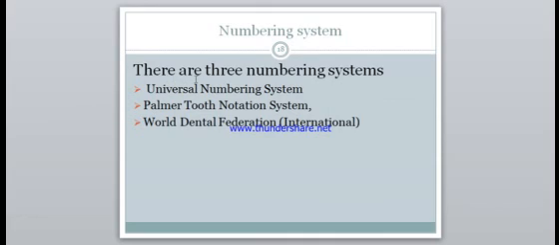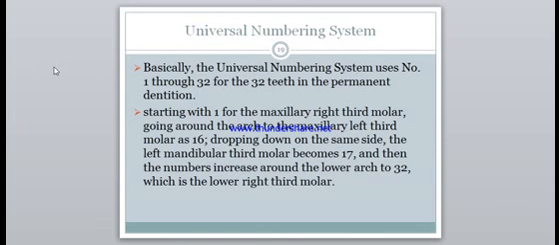The final portion of the anatomy and physiology of teeth is the numbering system. There are three numbering systems: the universal numbering system, the Palmer tooth notation system, and the World Dental Federation or International Numbering System. The commonly used universal numbering system has numbers 1 through 32 for the teeth in the permanent dentition. It starts with 1 at the maxillary right third molar.